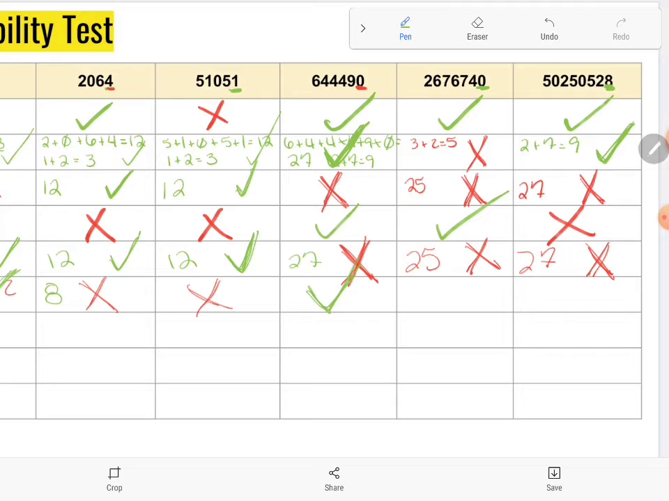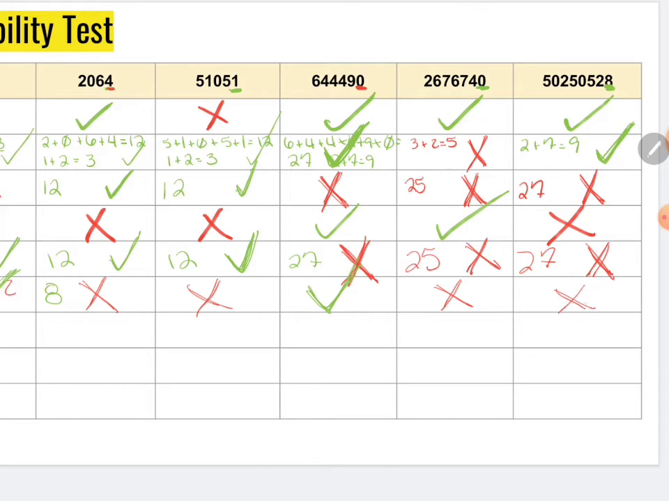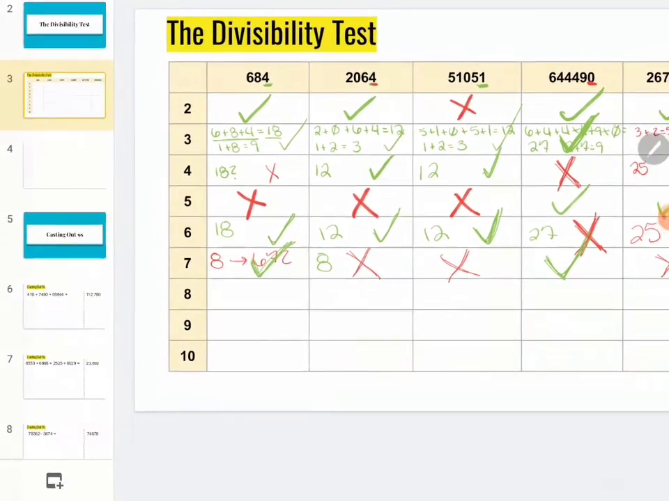The next one, 2676, 740 will not be divisible by 7. And our final one, 502, 505, 28 will not be divisible by 7 either. So that one is marked out.